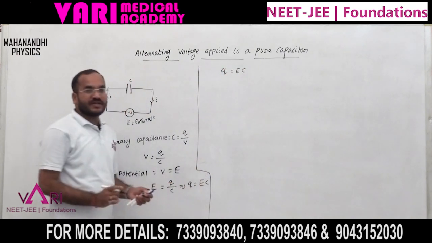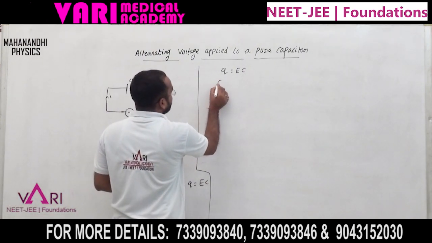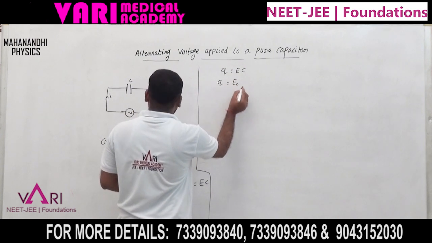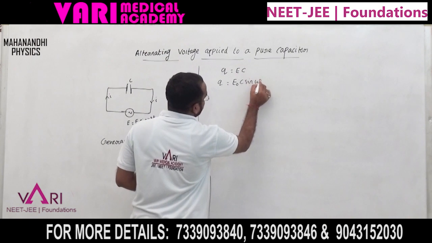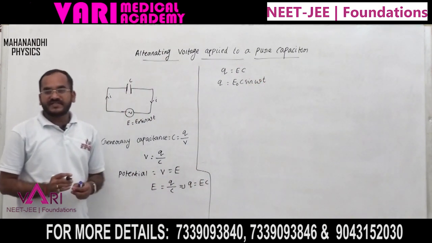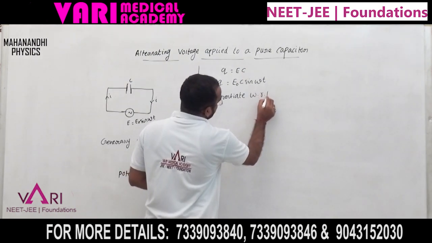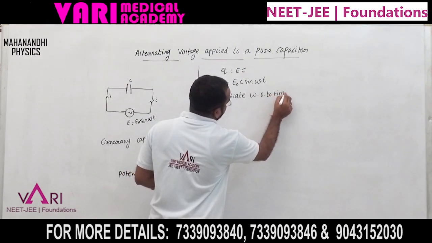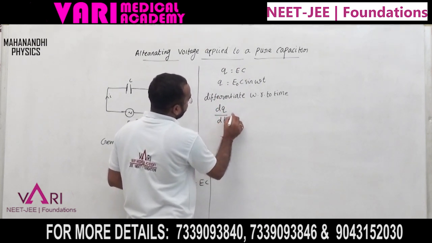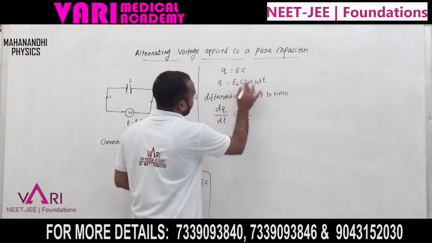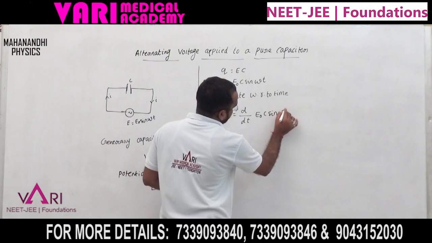E is the AC potential, E equal to E naught sin omega t. Substituting, Q equal to E naught C sin omega t. Now differentiate both sides with respect to time: dq by dt is equal to d by dt of E naught C sin omega t.